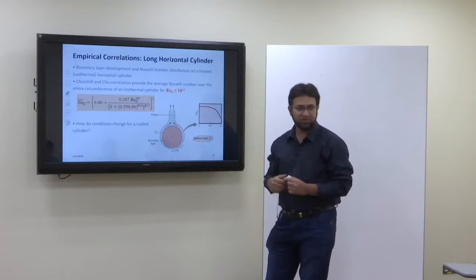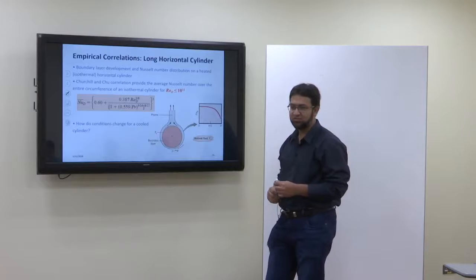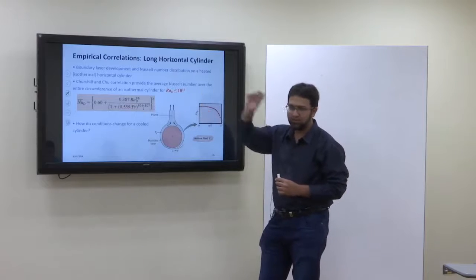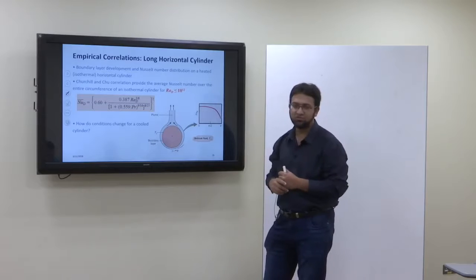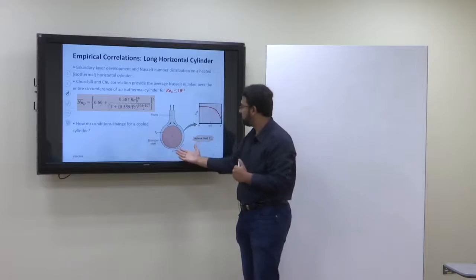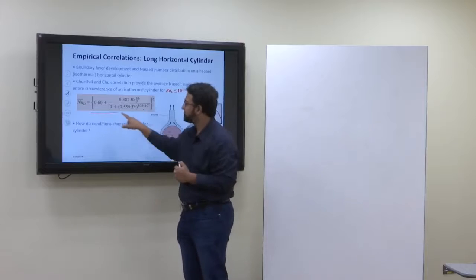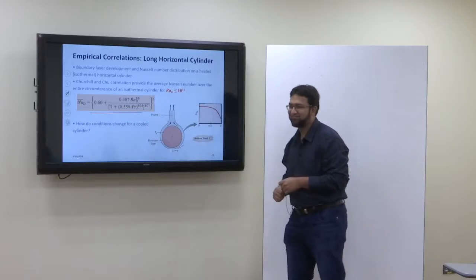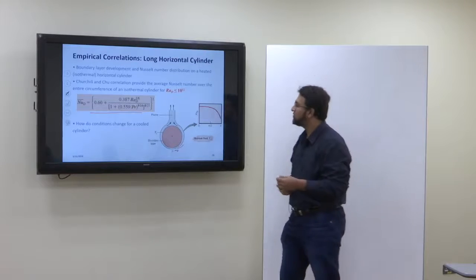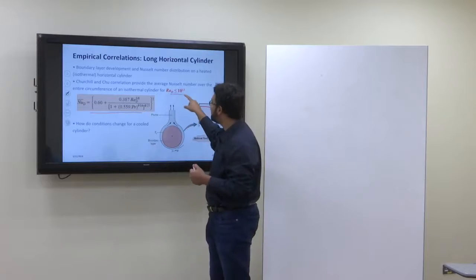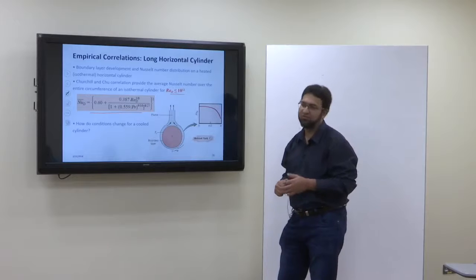So we did it for the plates. Similarly, now we have a correlation for a long horizontal cylinder. So if you have a long heated pipe, there will be free convection across the pipe, and the Nusselt number for it will be given by this equation. Nothing new in it. This is applicable for Rayleigh number less than 10 to the power 12. For greater, you don't have the formula.